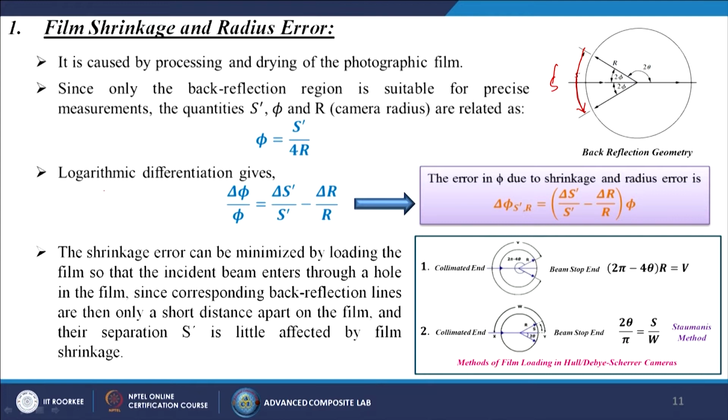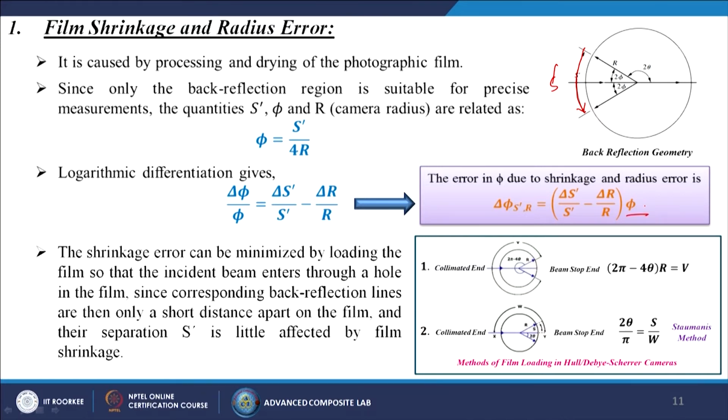Logarithmic differentiation gives del phi by phi is equal to del S prime by S prime minus del r by r. So, in this particular case, the error in phi due to the shrinkage, del phi S prime, and due to the radius error, is equal to del S prime by S prime minus del r by r, whole multiplied by phi.